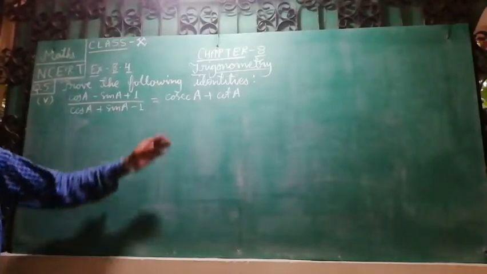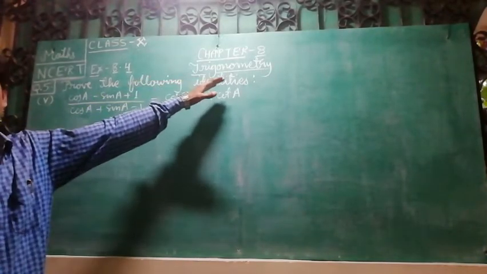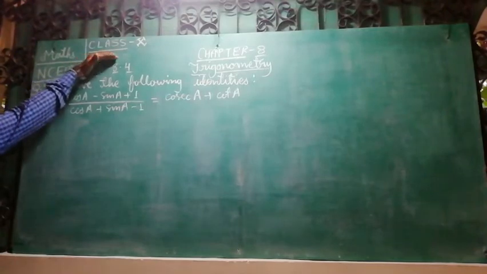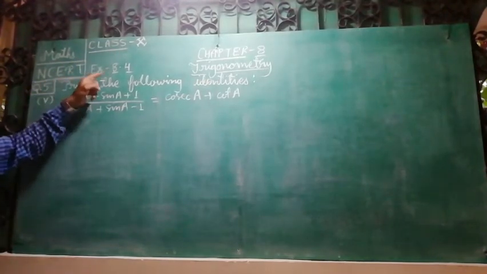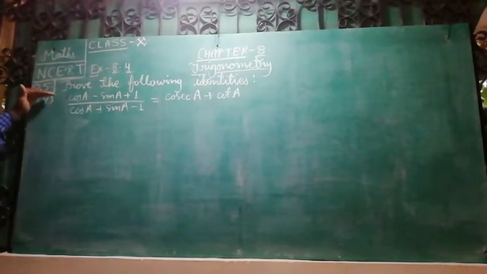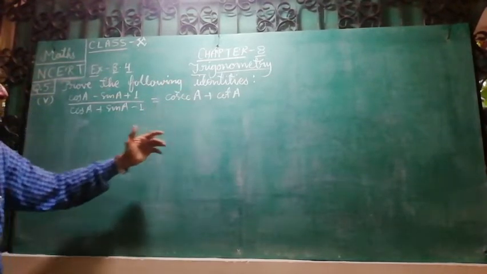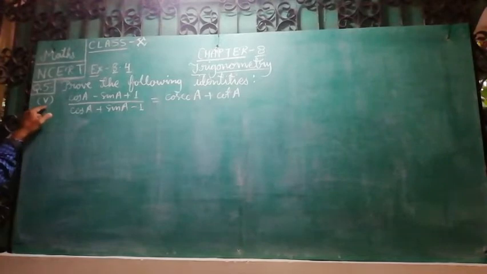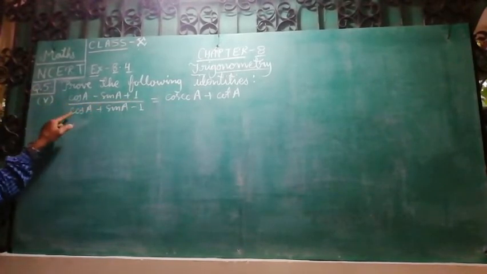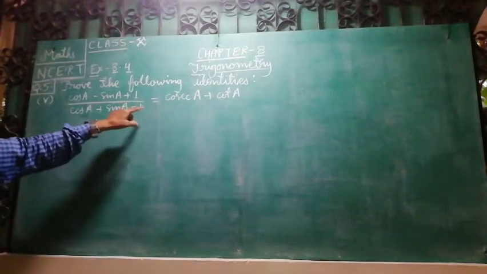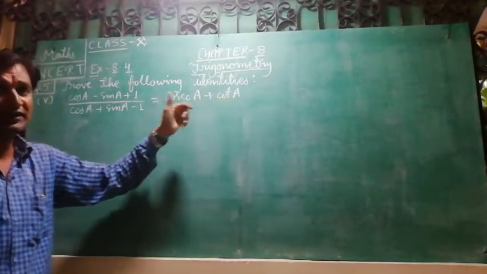Hello students, see our chapter 8 related trigonometry related to class 10 NCERT exercise 8.4. Here question 5th, it is prove the following identities. Here one identity, 5th of 5th, which is (cos A minus sin A plus 1) upon (cos A plus sin A minus 1) is equal to cosec A plus cot A. This we have to prove.